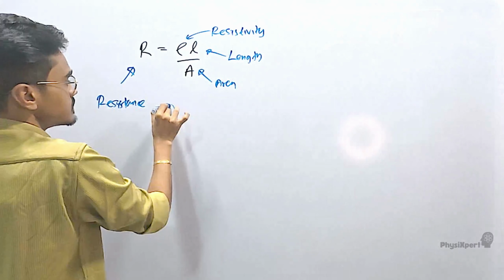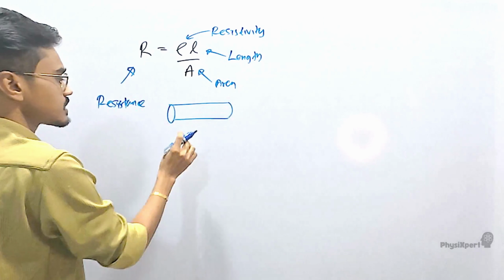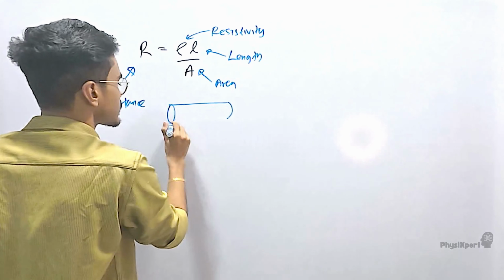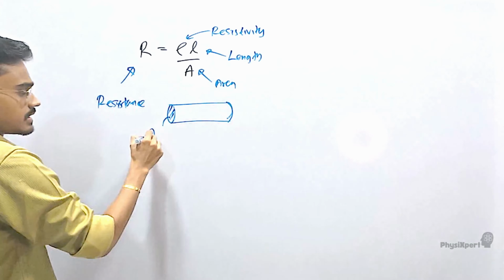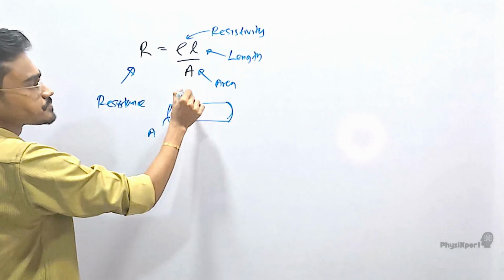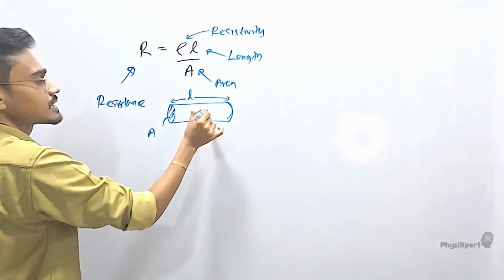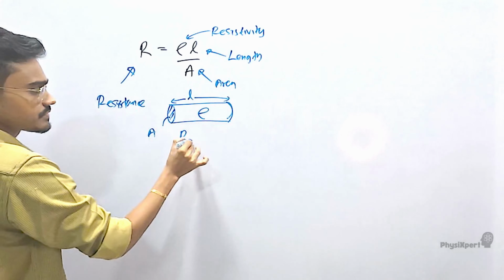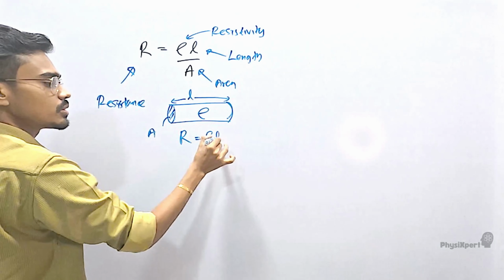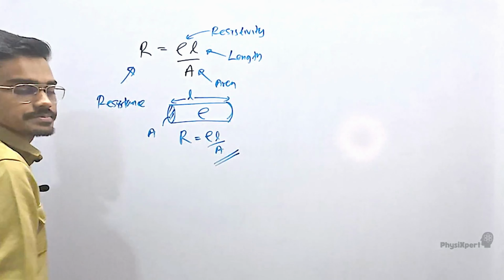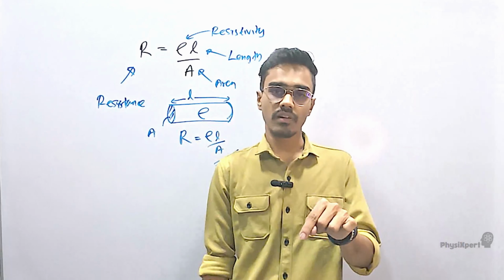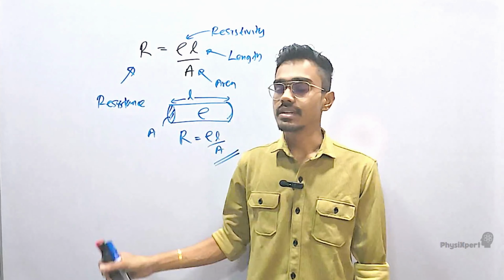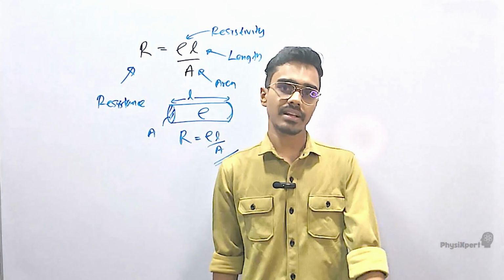So basically, this refers to this kind of conductor, a conductor material of cross-sectional area A, length L, and resistivity rho. The resistance of this conductor can be written as rho L over A. This is the basic idea. Now let's see how equivalent resistivity is solved when conductors are connected in series and parallel combinations.